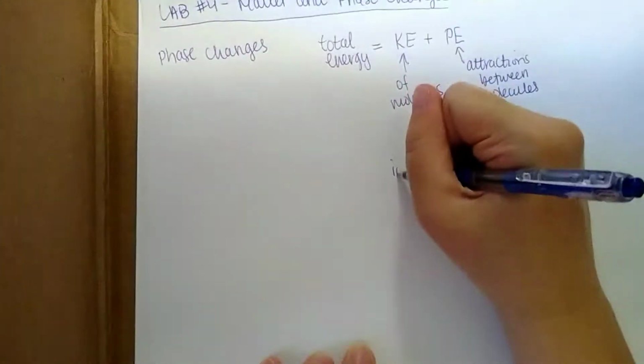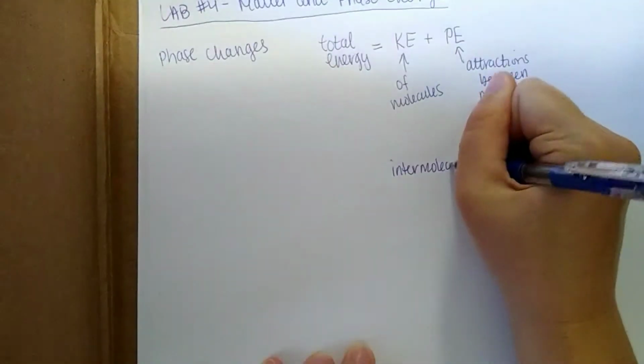So this is referring to the attractions between the molecules. To clarify here, I mean attractions between, for example, two water molecules. I'm not referring to the bonds between the individual atoms, so this is between molecules, not atoms. And these are the, I'll write it over here, intermolecular forces.